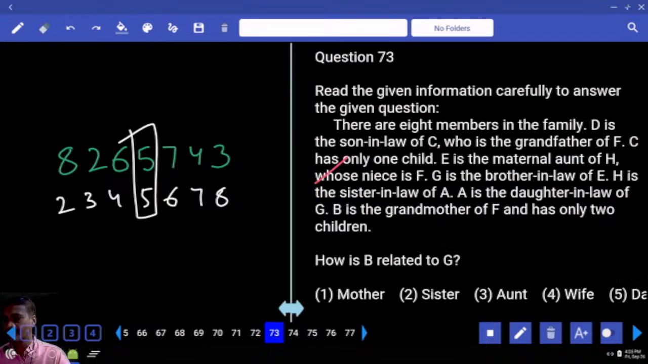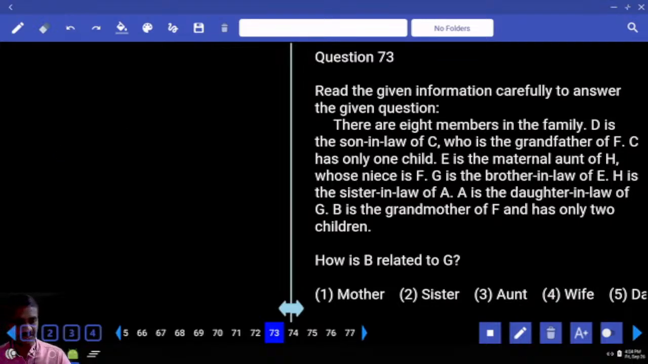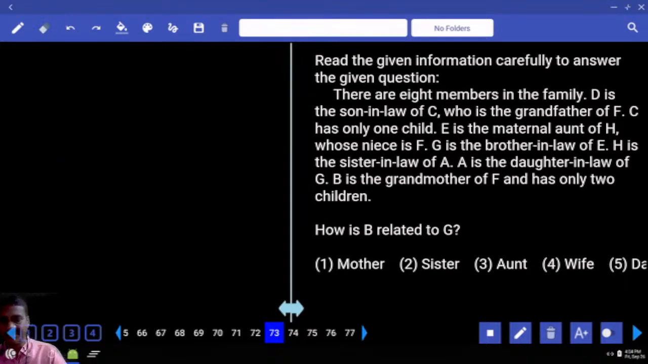Then next one, 73. Now in this 73, first priority, blood relations. Now in this blood relations, there are 8 members. D is the son-in-law of C. And who is this D? D is the son-in-law of C. Now C is here. Now C has a daughter and the daughter's husband. D is the son-in-law of C.